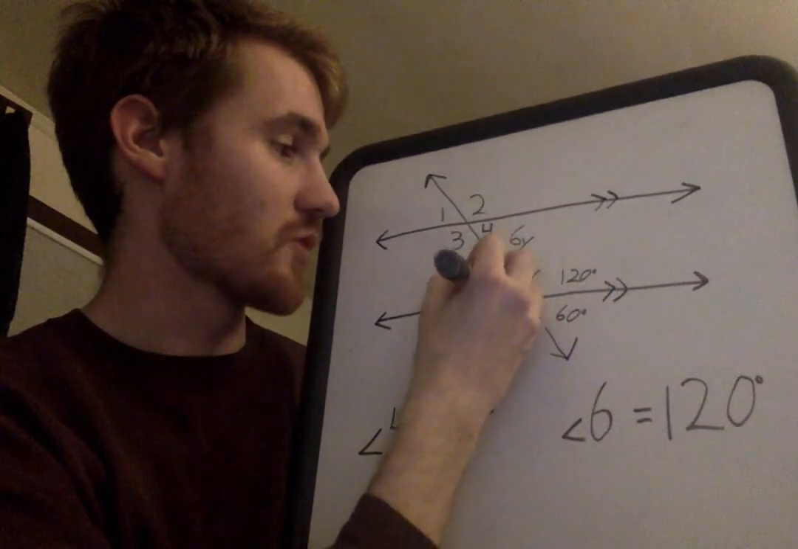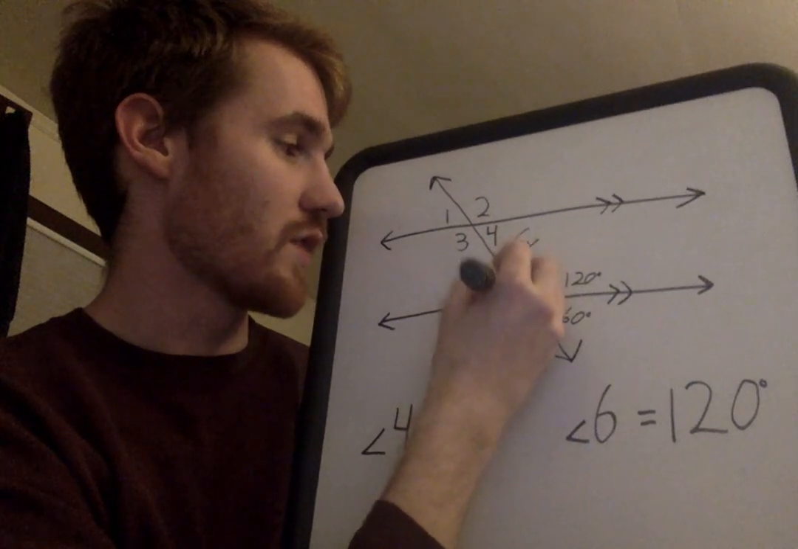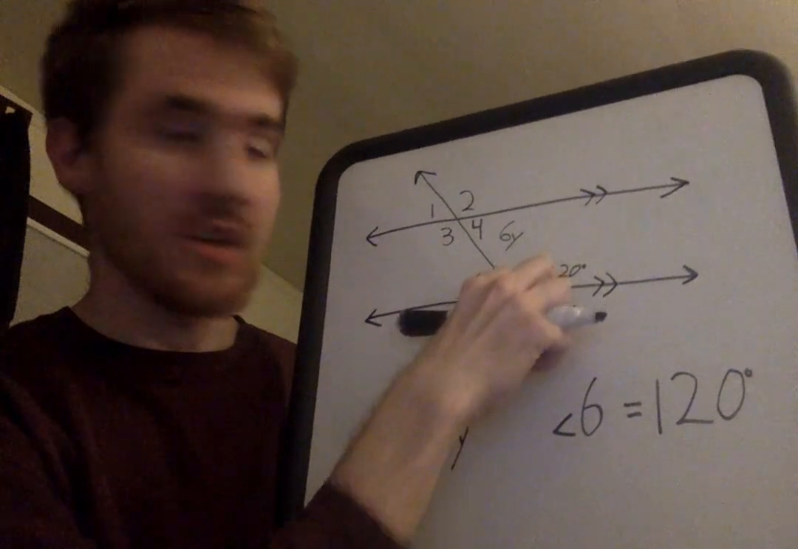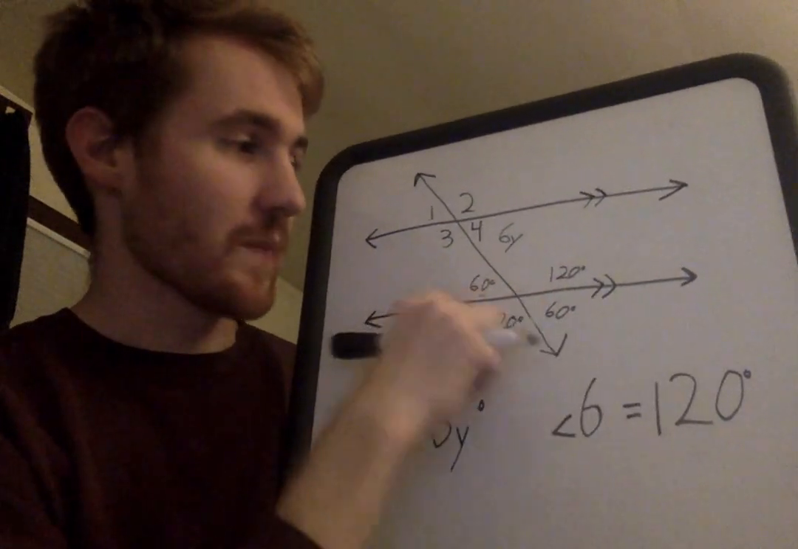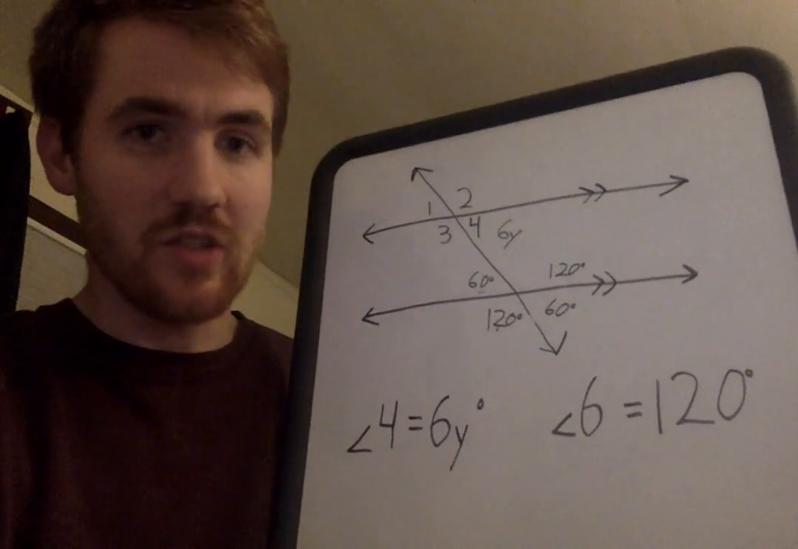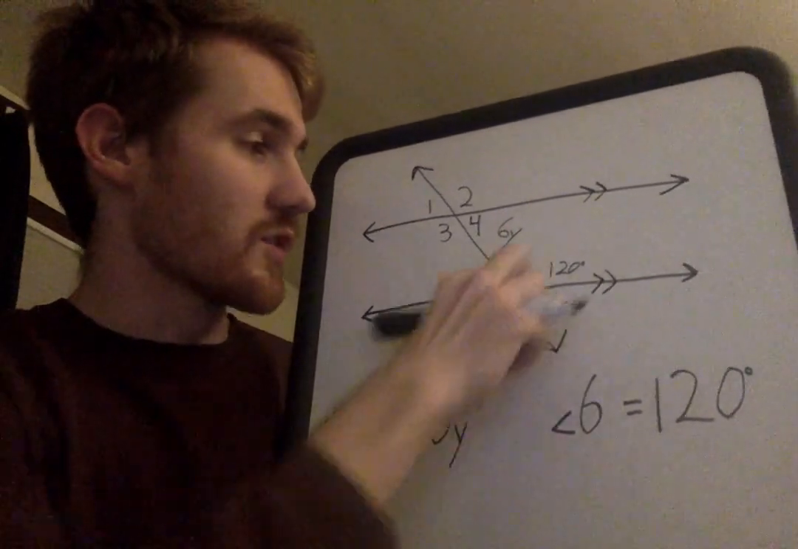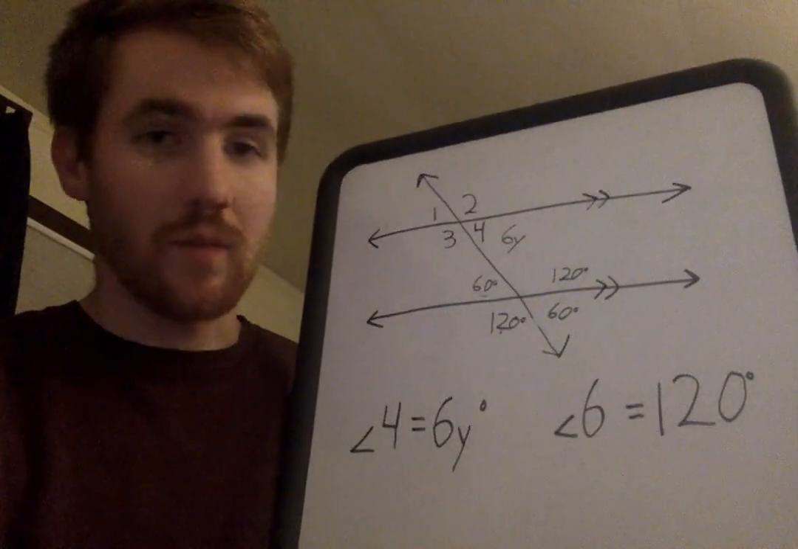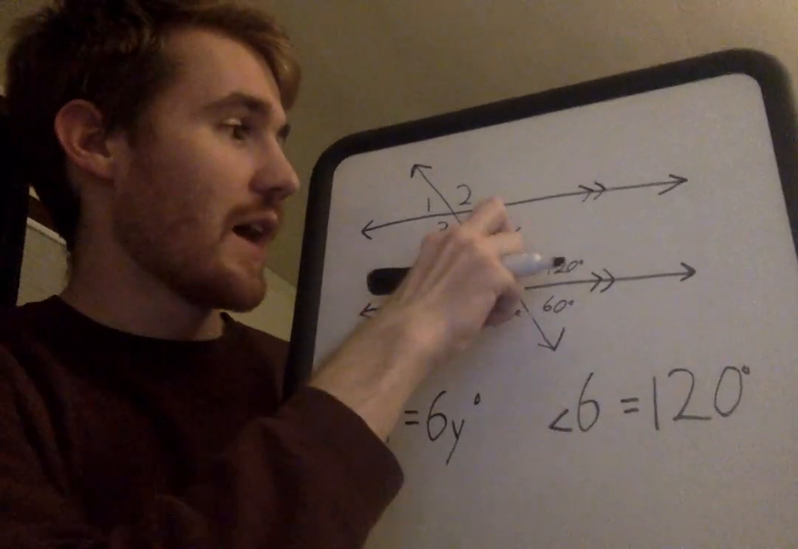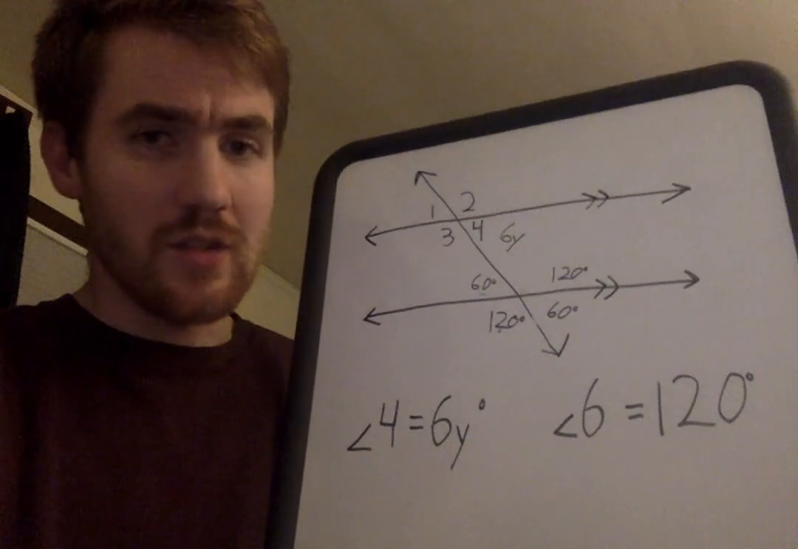And of course the same is true for this. So for these four angles, we have two that are 120 degrees and two that are 60 degrees. The ones next to each other are supplementary, they add up to 180 degrees, and the ones opposite each other are equal. However, we're trying to figure out what y is, and we still don't have it.